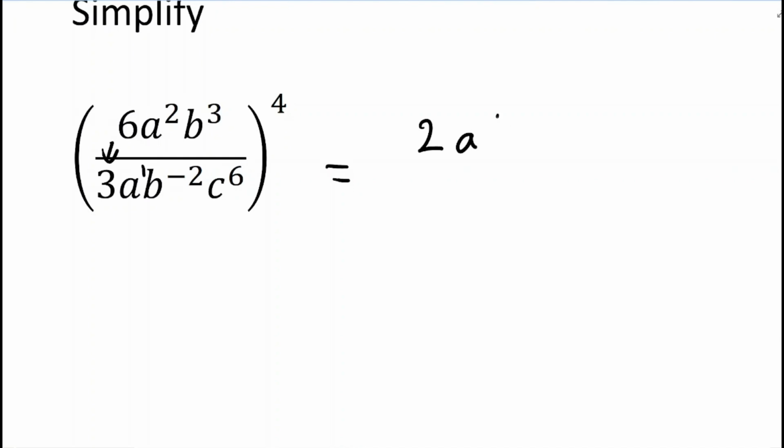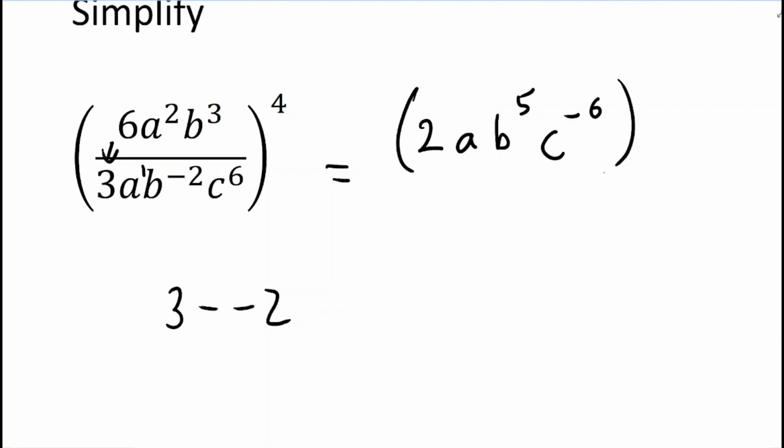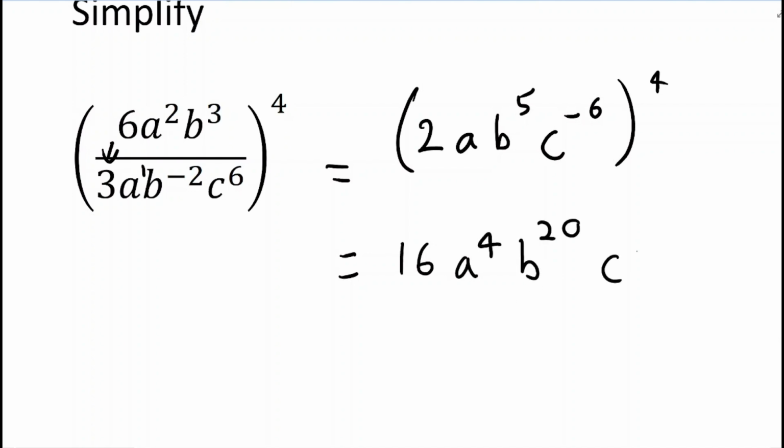Now we got b to the 3, take away minus 2. So that's b to the 5. And we've also got c to the 6 on the bottom. I just might write that as c to the minus 6. And then all this is going to be to the power of 4. So that's going to be 2 to the 4 is 16. A to the 4 is a to the 4. B to the 5 times 4, so that's b to the 20. And then c to the minus 24, because we got minus 6 times 4.